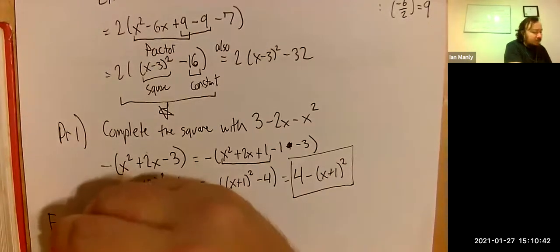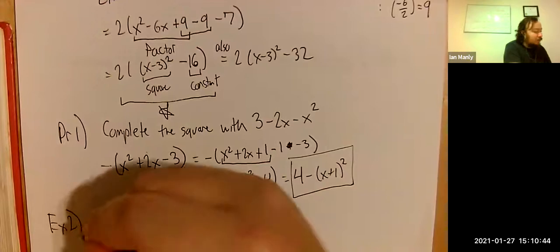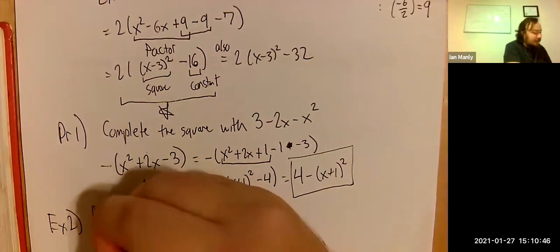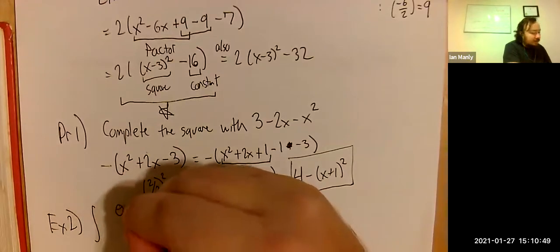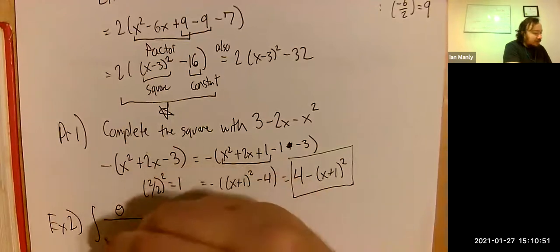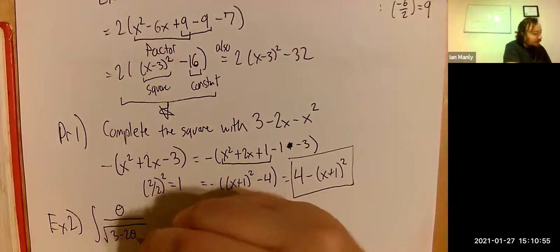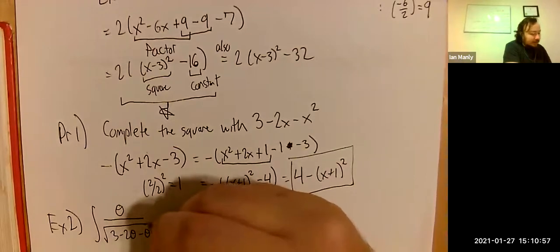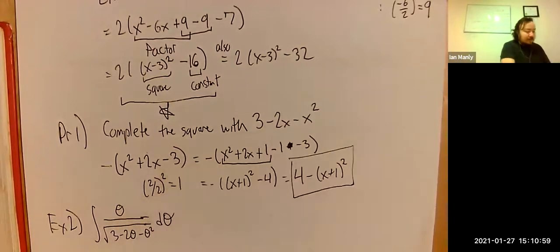So my second example is actually going to make use of what we just did. So let's try to do the integral of theta divided by the square root of 3 minus 2 theta minus theta squared, d theta.